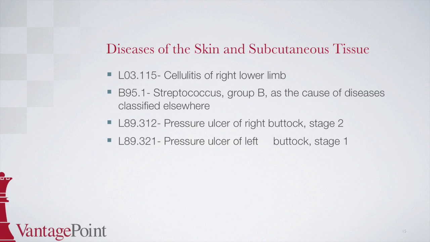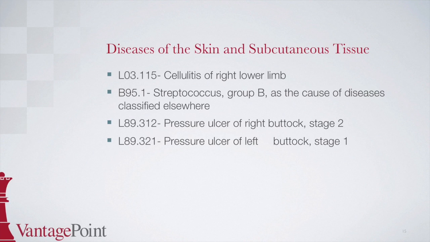The next code is B95.1, Streptococcus group B as the cause of diseases classified elsewhere. To locate this code, start at infection in the alphabetic index and then find bacterial indented below. From here, find the phrase as cause of disease specified elsewhere, followed by Streptococcus, and then group B indented below, which points to B95.1, which you would then confirm in the tabular.